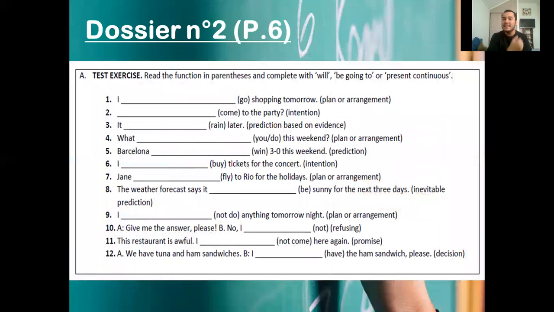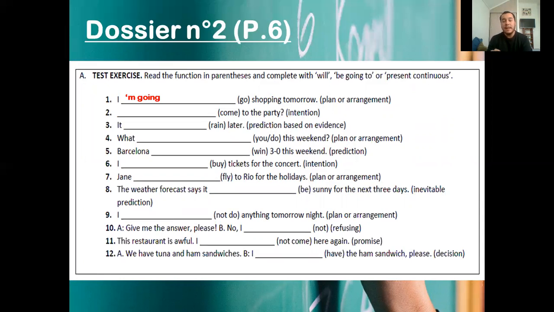Next, and this is the final exercise for the unit. It says, read the function in parentheses and complete it with will, be going to, or the present continuous, depending on that situation. Number 1 says, I shopping tomorrow. It is a plan, arrangement. What do you use with plans? The present continuous. So you say, I'm going shopping tomorrow. That is the correct answer.